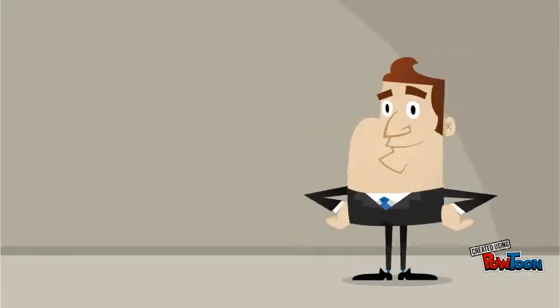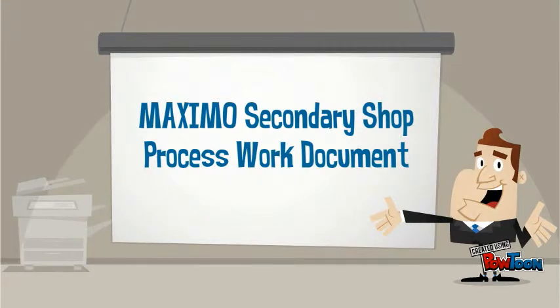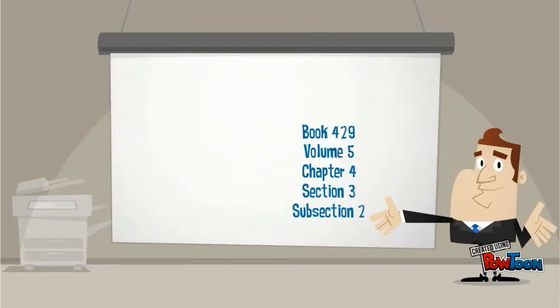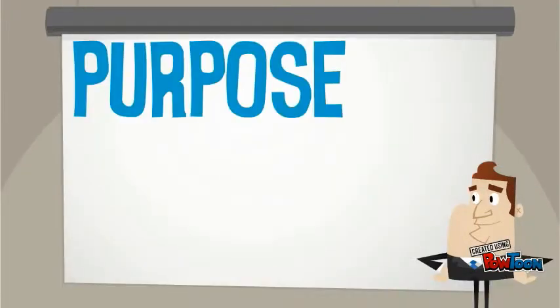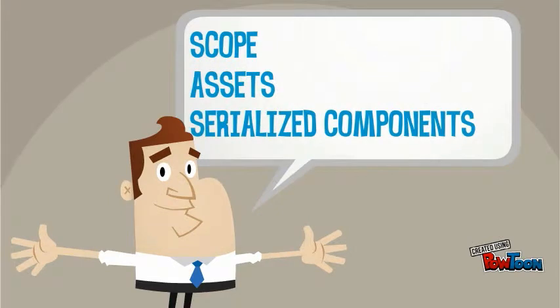Hi, this training is in support of the MAXIMO Secondary Shop Process Work Document, Standard Operating Procedure Book 429, Volume 5, Chapter 4, Section 3, Subsection 2. Its purpose is to provide the requirements and process for recording maintenance in MAXIMO for secondary shop repairs. Its scope covers assets and serialized components repaired in secondary repair.